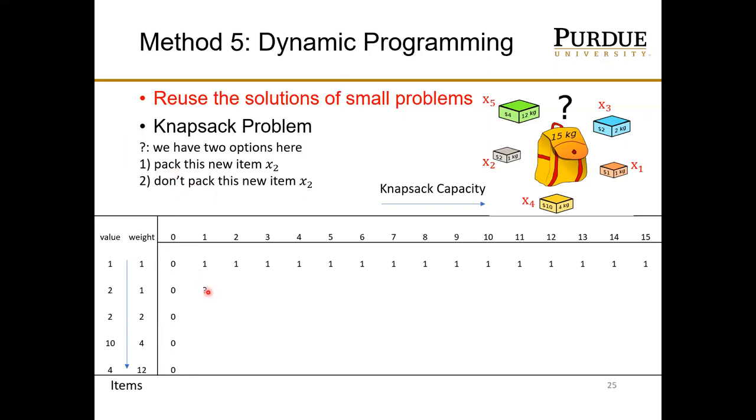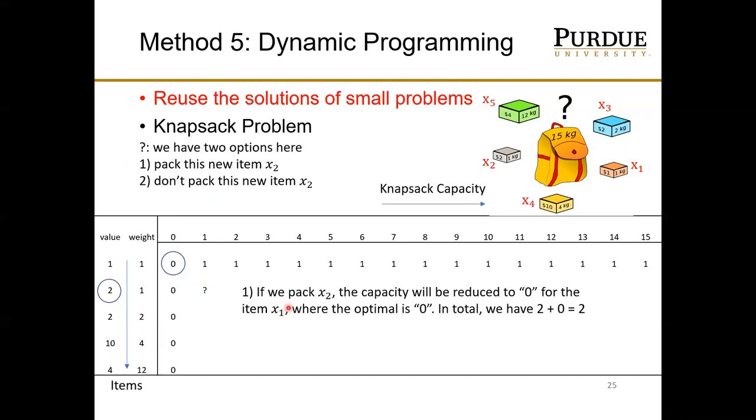Option one is that we want to pack this new item x2, which has a weight of 1 and $2. We want to pack it. If we pack this item, what happens? Because this item is already packed inside the knapsack, the capacity of the bag is reduced by the weight of this item, correct? This is very critical. So because we determined to pack this item, the capacity will change from 1 to 0. Which is this term.